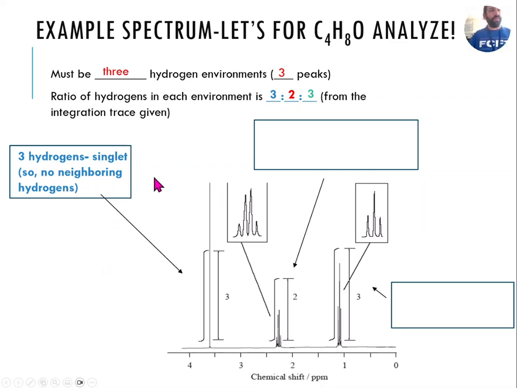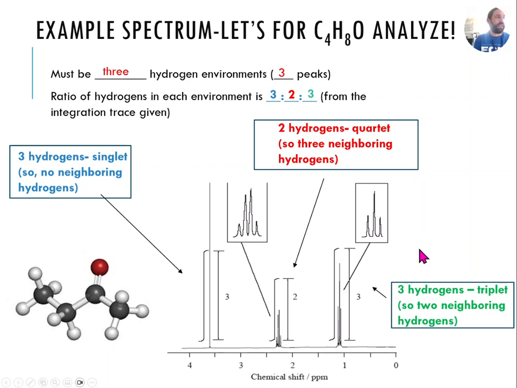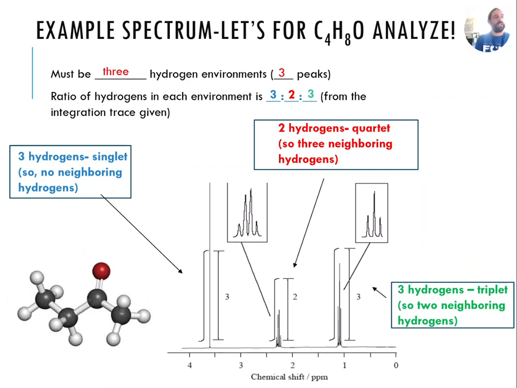If I look at the second peak, first of all, there are 2 hydrogen atoms in it, because of the integration trace of 2. And since it's a quartet, the atoms adjacent to it on either side must have a total of 3 hydrogens on them. And finally, the peak over here to the right has 3 hydrogens in it. We get that from the integration trace. And the splitting pattern as a triplet tells us there are 2 hydrogen atoms on the neighboring atoms. This here is the molecule that produces this NMR.